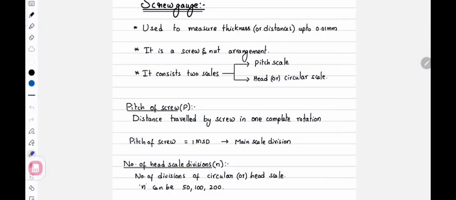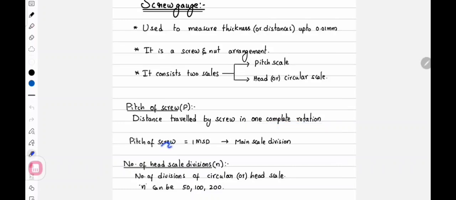So you understood some basic things, and then I'm writing those here. Screw gauge is used to measure what? Thickness or distances up to 0.01 mm. It can be less than 0.01 mm sometimes, or more than this. Usually it is 0.01. The screw and nut arrangement. How many scales? It consists of two scales: pitch scale and head scale. What is pitch of the screw? Distance traveled by screw in one complete rotation.